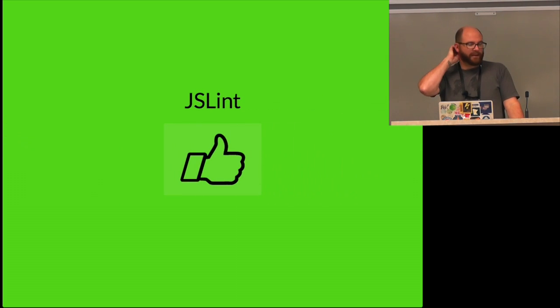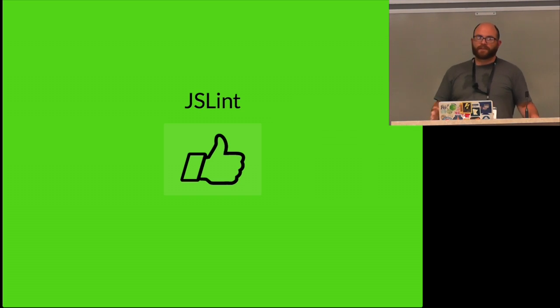So JSLint looks at your JavaScript to make sure it's coded correctly, or coded to a certain standard. This is done on every save of a file. Really helpful, really ensures that you've got some good code. It's not going to fix all bugs, but it's going to make sure that your code is standardized.